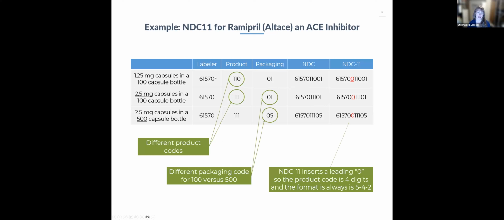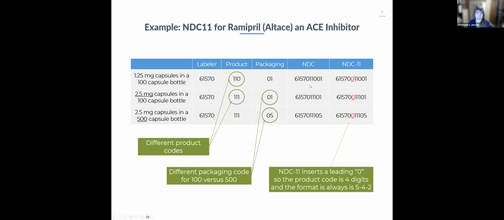So if we have ramipril, which is an ACE inhibitor, and we have 1.25 milligram capsules in a 100 capsule bottle. We have the labeler ID, which is 5 digits. We have a product ID. Now, in this case, it's 3 digits. And then we have information about the packaging. So we have our three components of the NDC code. You can see that these 2 lines have different NDC codes because they have different product codes.